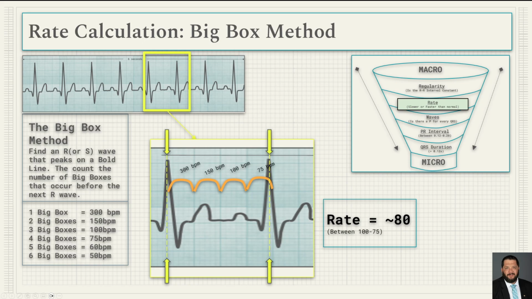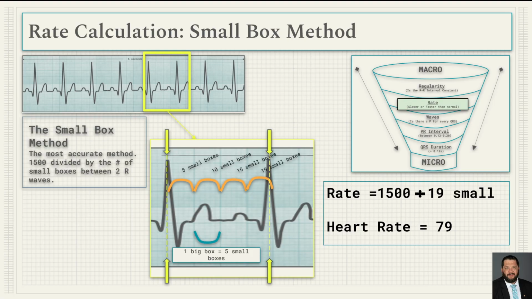The big box method. Here, we're going to identify an R wave that ends on a large box. We've zoomed into the screen here so you can see on this bottom, and we're going to count the number of large boxes in between the next R wave. 300, 150, 100, 75 would be if it had 4 full large boxes in between. Since it's just to the left of that next large box line, we can say that the rate is roughly 80 beats per minute. Feel free to screenshot or take a picture or make notes of the box count correlation on the screen if you'd like.